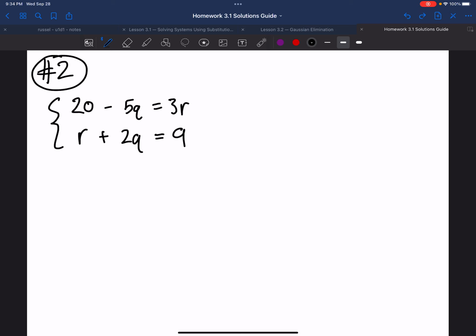Okay. Let's solve this. You have to solve for one of the variables. You have a few choices here, right? This 3R, you could divide by 3 and get that R all by itself, but that's 20/3 and negative 5Q over 3.